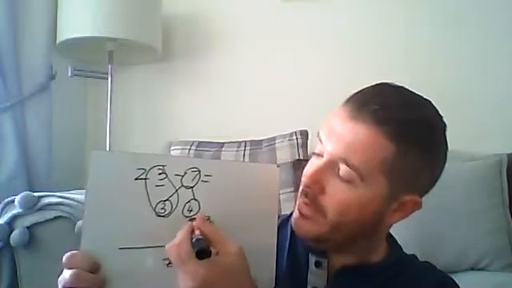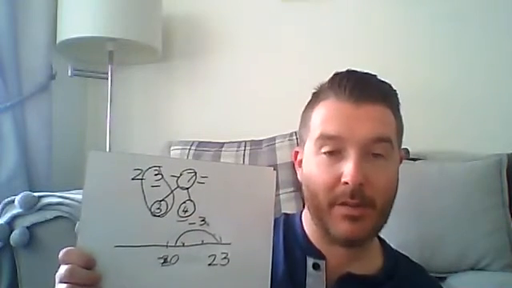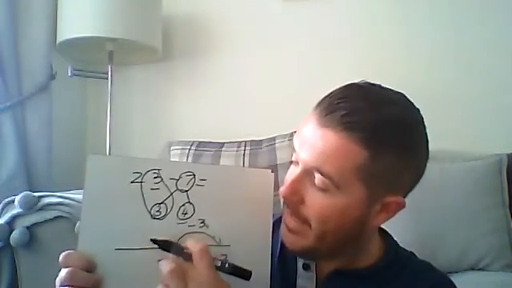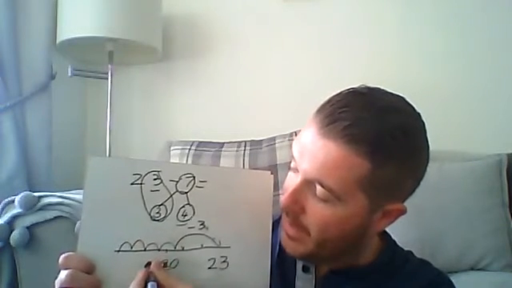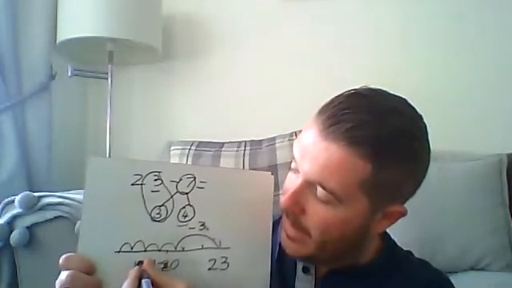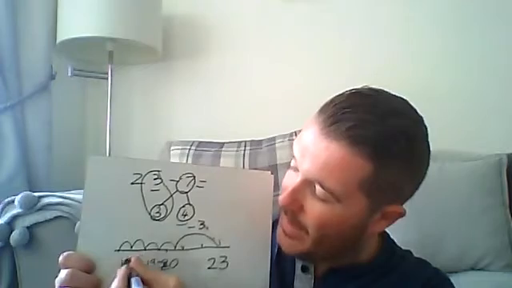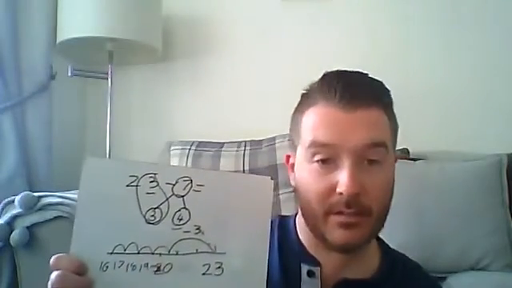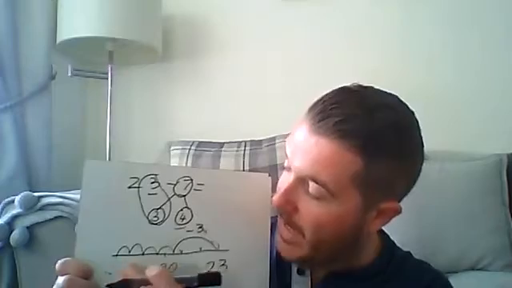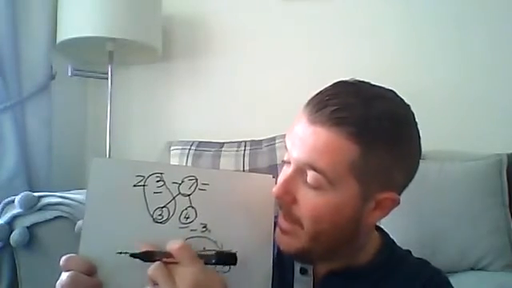But I've got 4 more to take away here, haven't I? So I need to do another jump of 4. Now again, you could do it like this. You could go 1, 2, 3, 4, and you could count backwards: 19, 18, 17, 16. And that's fine.